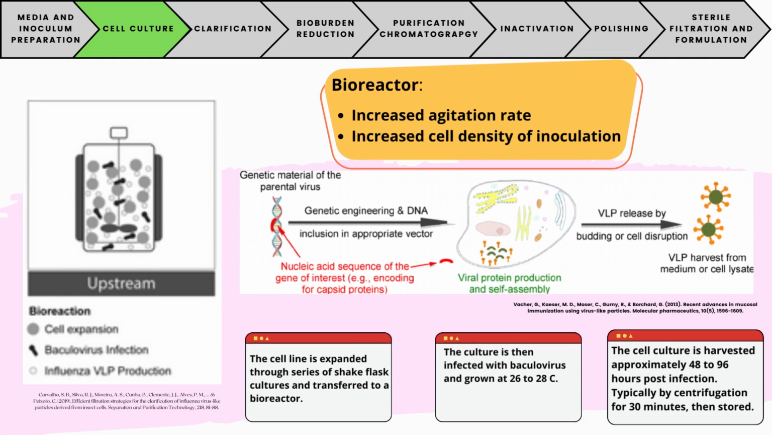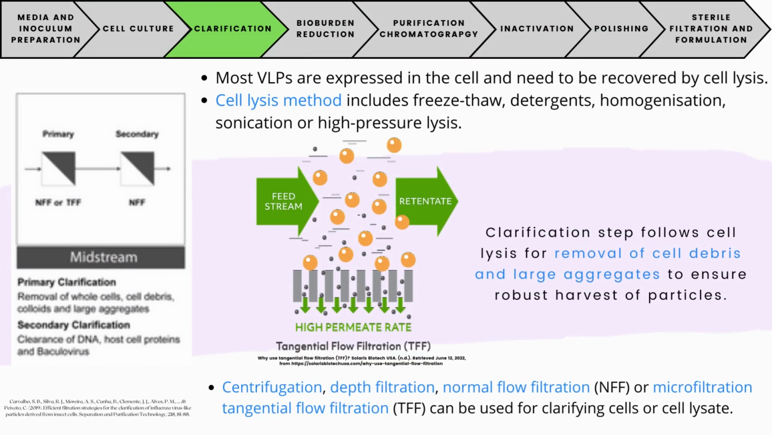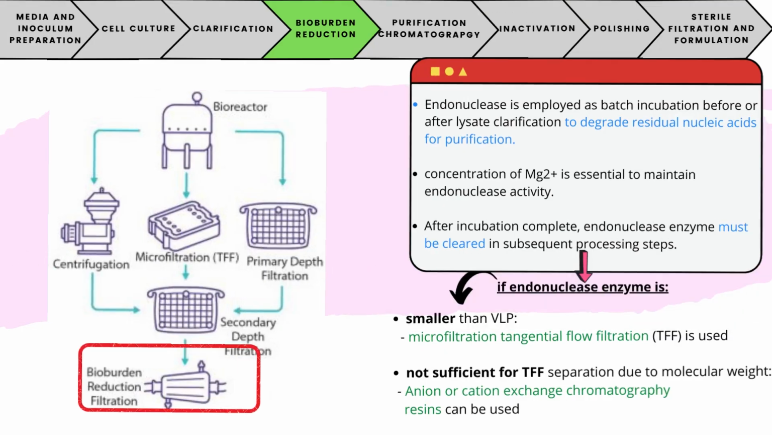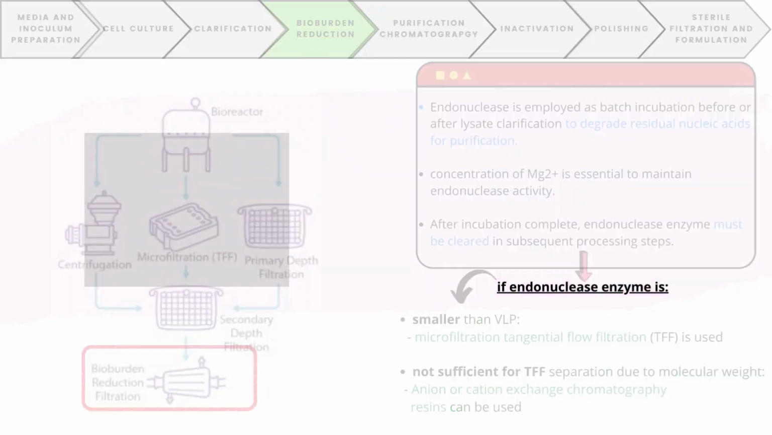Once the cells expand in the bioreactor, they will be infected with virus and grown at room temperature. After that, they can be harvested using centrifugation. After harvesting and cell lysis, a clarification step is performed to ensure removal of cell debris and aggregates. Nuclease treatment is done to further purify the process by degrading residual nucleic acids during incubation. After incubation is complete, nuclease enzyme must be cleared out using filtration or chromatography.